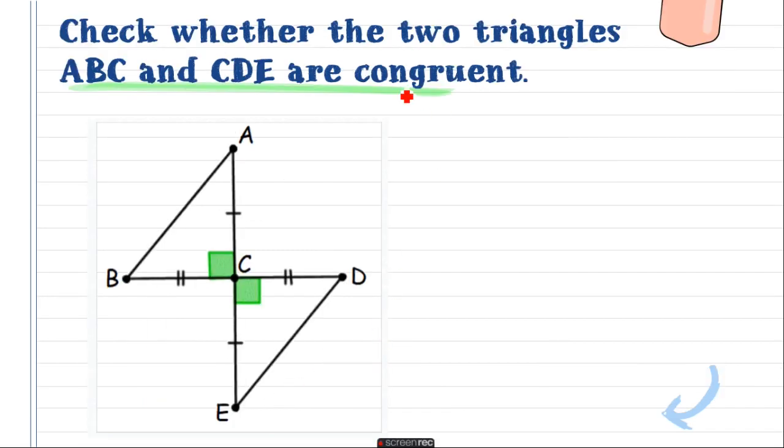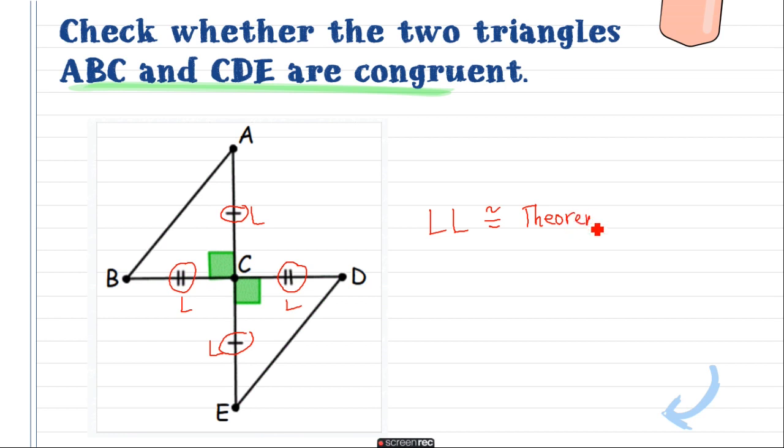Next, let's look at this. Check whether the two triangles ABC and CDE are congruent. Looking at these two triangles, we can say that the corresponding sides are equal to each other. We have one leg here of this triangle, which is congruent to this leg. And this other leg is also congruent to this leg. So yes, this is correct by LL Congruence Theorem.